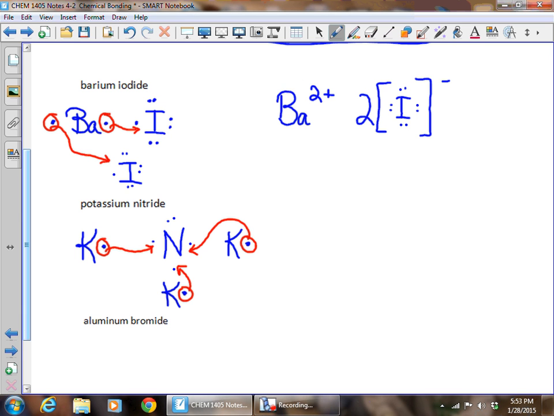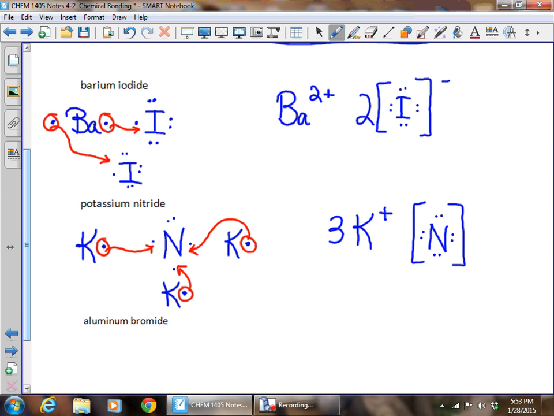So how are we going to write that? We're going to show that we have those 3 potassiums with the positive 1 charge because they lost an electron. We only have 1 nitrogen, so that nitrogen, remember that the negative ones are going to go in brackets.